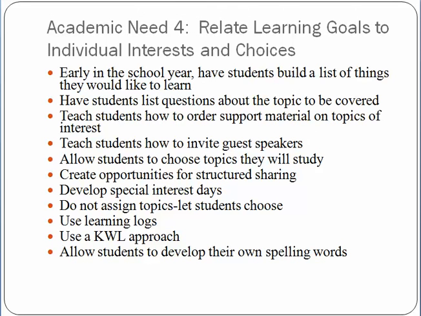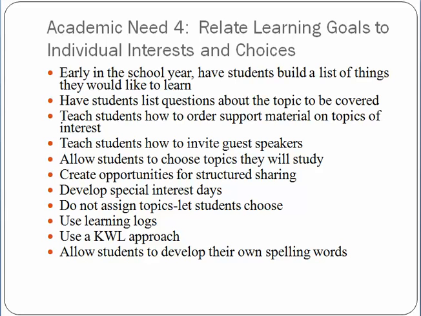Academic need number 4 is addressed on page 138. Relate learning goals to individual interests and choices. This is something that's really important, and it's relatively easy to do. You want to first of all learn about your students. You want to know everything there is to know about their interests and their likes and their dislikes and their strengths, because when you start teaching, you want to tie your learning goals to their interests.